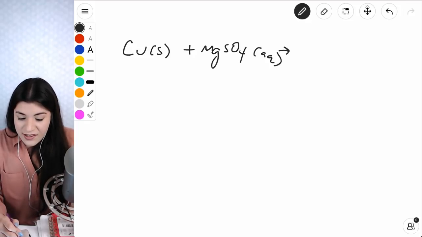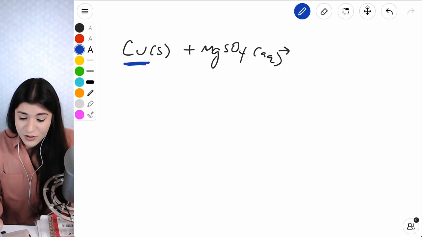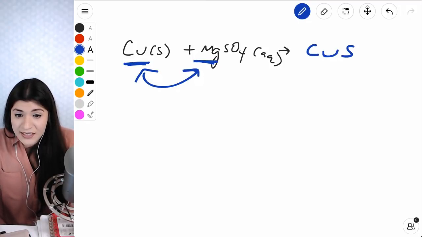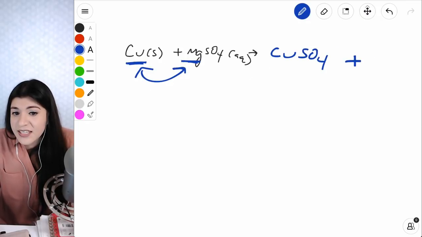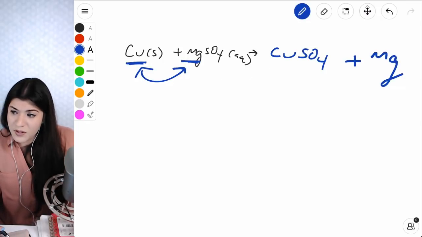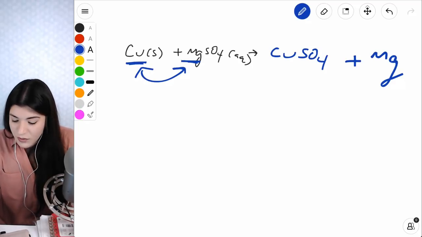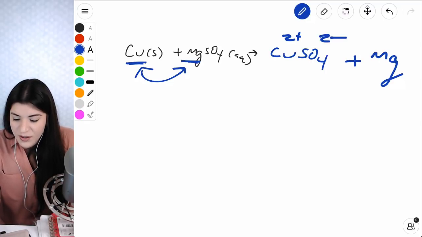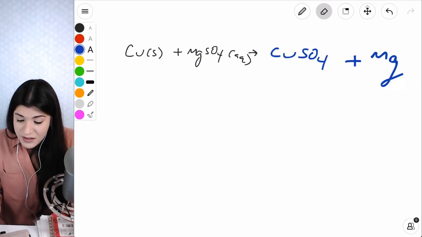So what's going to happen with this single replacement reaction is that this copper and magnesium are essentially going to just switch. Copper will now combine with that SO4, and then magnesium will be left on its own. Copper is most likely going to have a 2+ charge, and sulfate has a 2- charge, so it's balanced. So I'm not even going to put the charges, just showing you that that was neutral. There's no need for subscripts, and everything else is completely balanced.